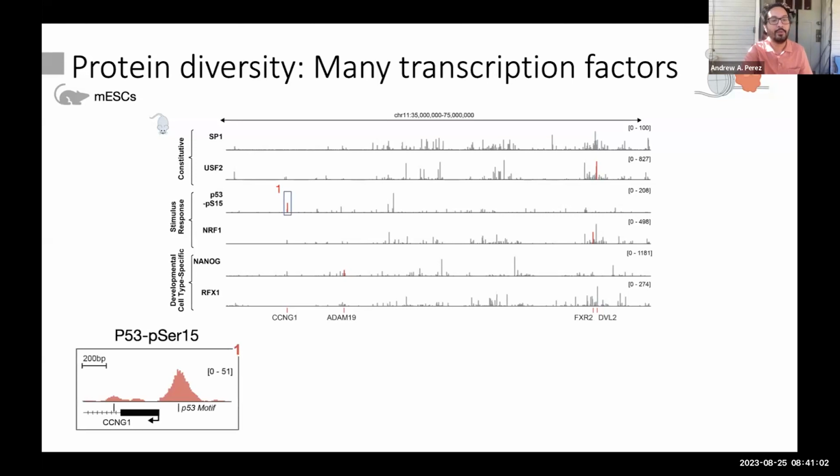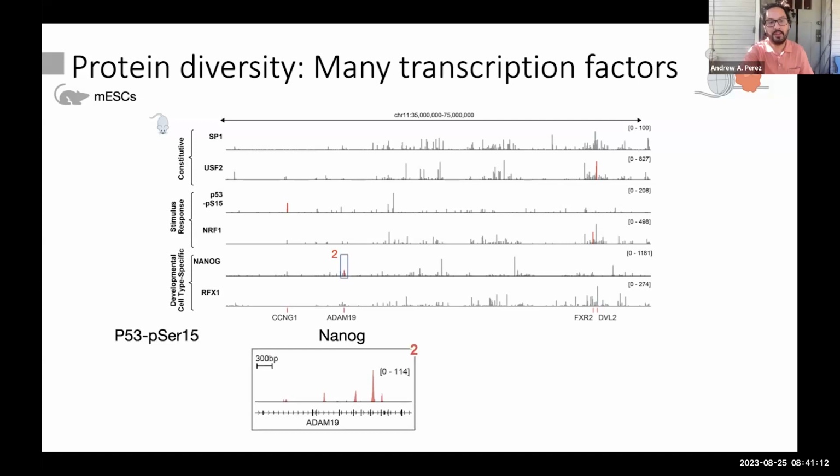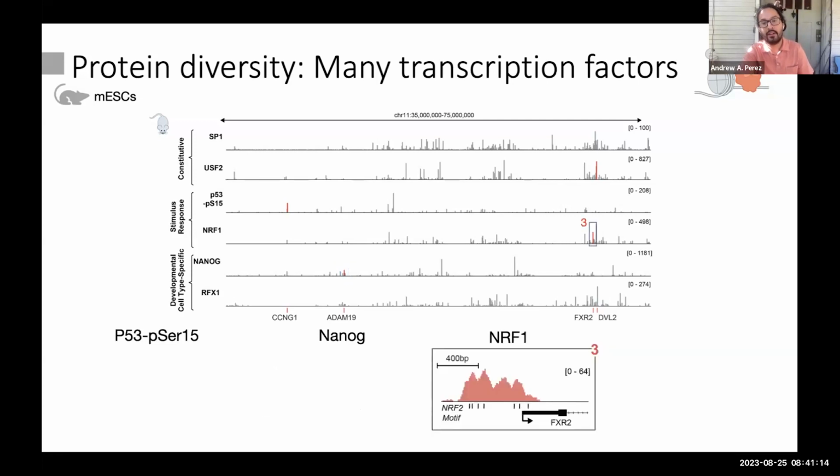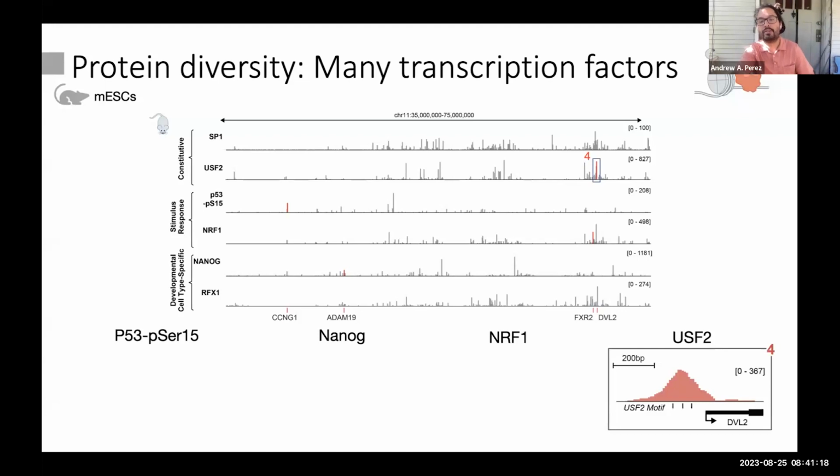If we zoom in, we can see that we hit nice strong peaks with a very focal structure to them, and it's matching the motifs. Same with NANOG, NRF1 matching its motif, and USF2 matching its motif, localizing with this motif.